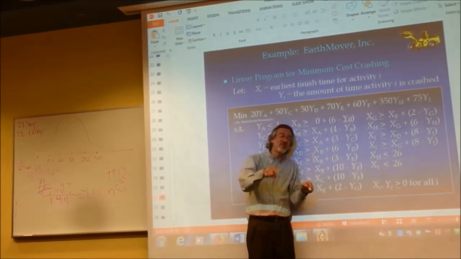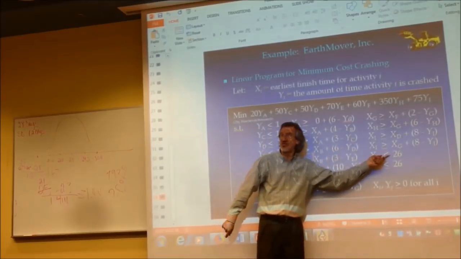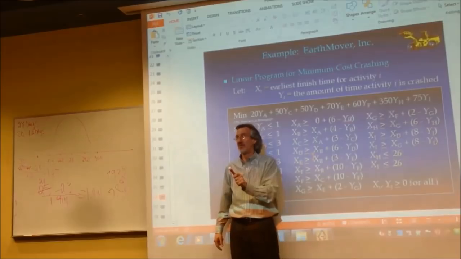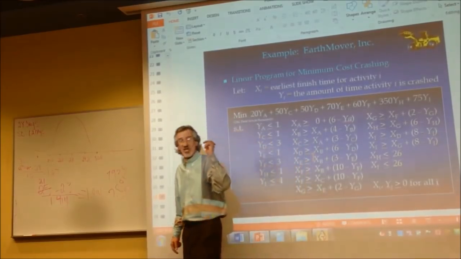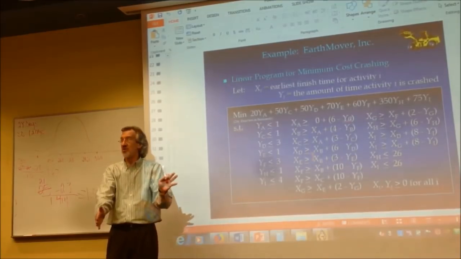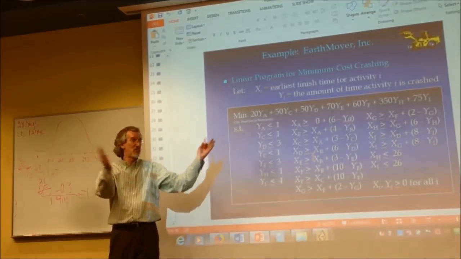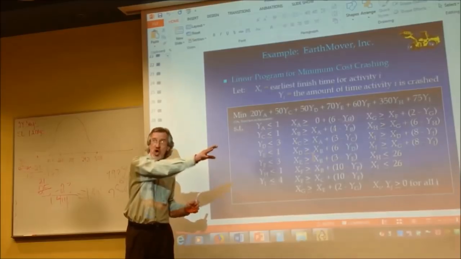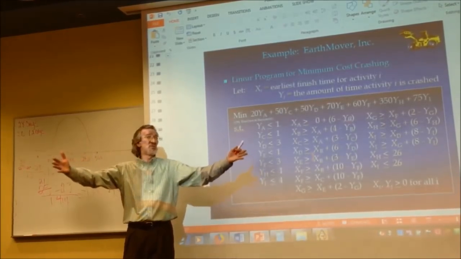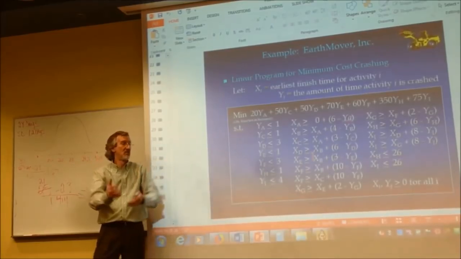And you have to figure out a way to get it crashed to 26 units of time at the least amount of cost possible. That's what this does. It just steers you right to the best solution: here are the activities that should be reduced in time, and here's how much it costs to get these activities reduced, which then allows our project to be done in less time.